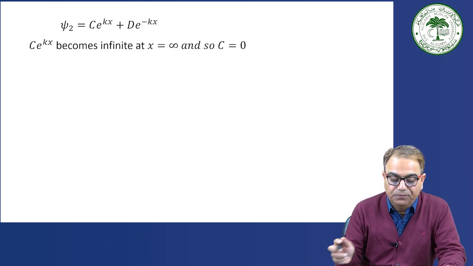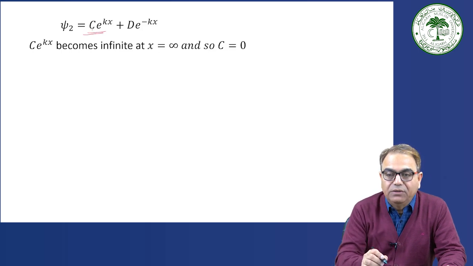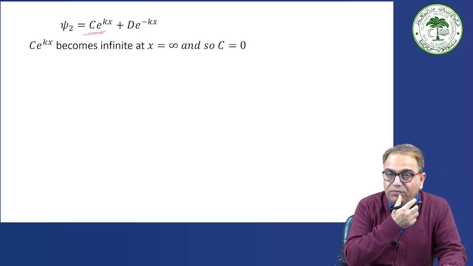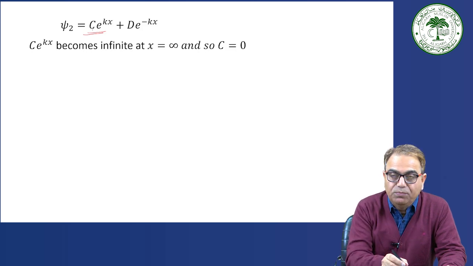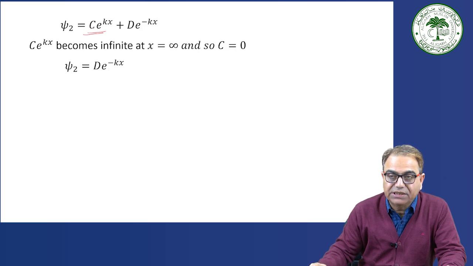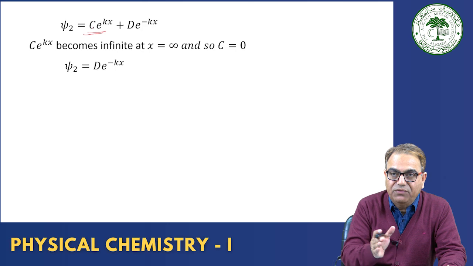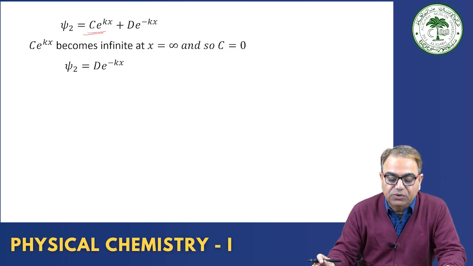So what do? This c into exponential kx becomes infinite. So in order to make the function acceptable, you put c is equal to 0 and then psi 2 becomes equal to d exponential minus kx. Okay. So the wave function for region 2 now is restricted to d exponential minus kx.